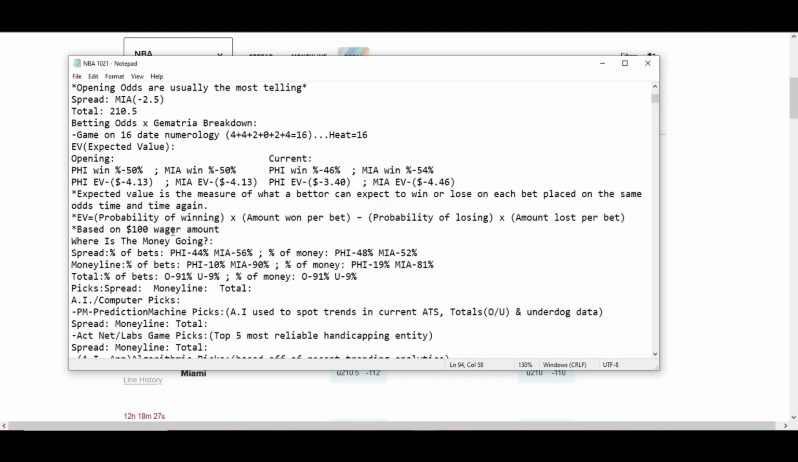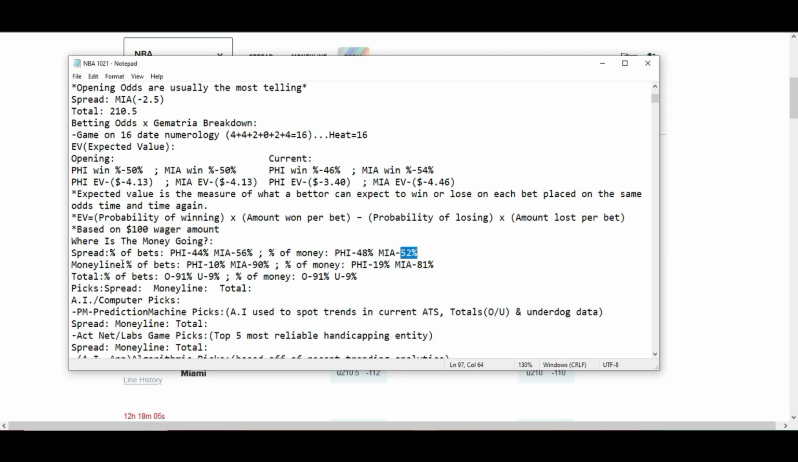All right. Where's the money going? Spread percentage of bets, Miami is favored at 2.5 points. 44% 76ers, 56% going to the Heat. Percentage of money, 48% going to the 76ers, 52% going to the Heat.